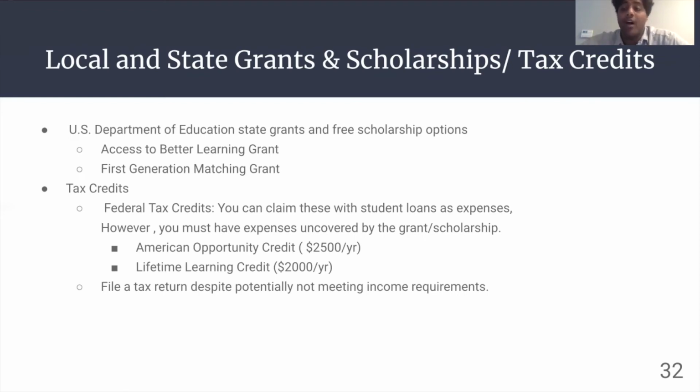On top of that, there are tax credits, such as federal tax credits that you can claim with student loans as an expense. However, you must have those expenses uncovered by the grant or scholarship. You can't double dip, essentially. The two common ones there are the American Opportunity Credit, which is around $2,500 a year, and the Lifetime Learning Credit, which is around $2,000 per year. Along with this, it's important to know that even though you don't necessarily need to file a tax return because you're below the income level, it might be useful for you so that you can take advantage of these tax credits.